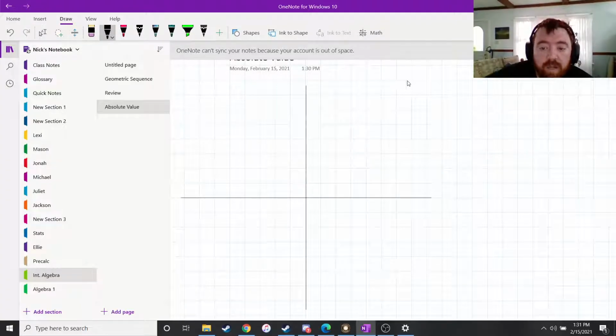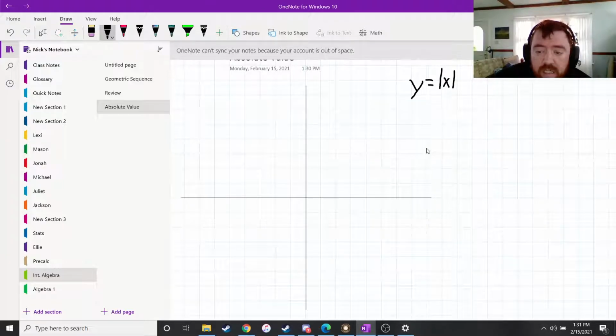So we're going to talk about graphing absolute values. You might have seen these before, but today we're going to start graphing them. Let's say I have an equation that says y equals the absolute value of x. Now the graph for this: if x equals 0, that means y would equal 0 too. So we know that's going to touch the origin.